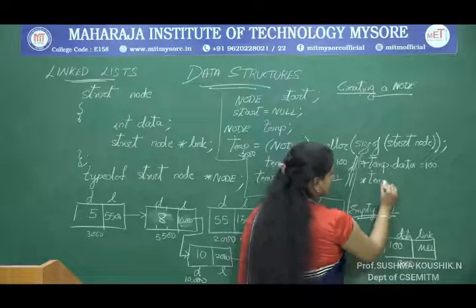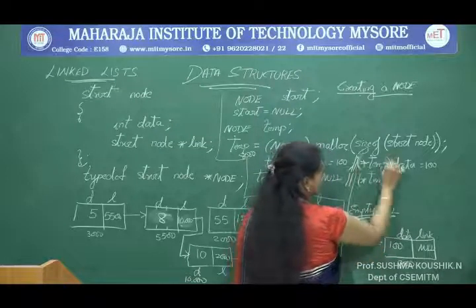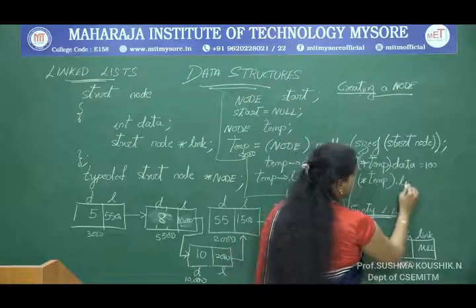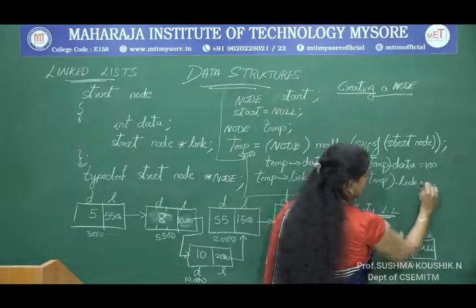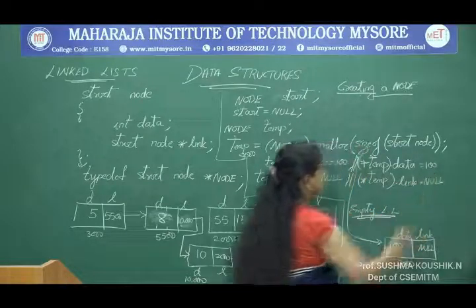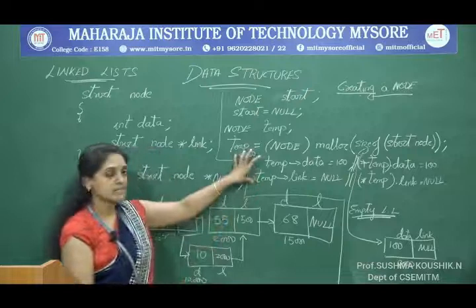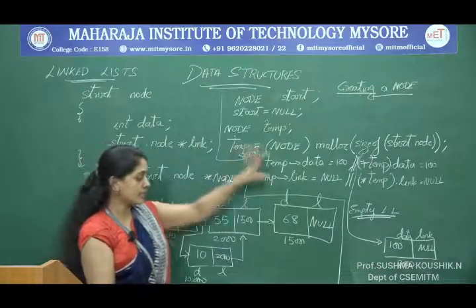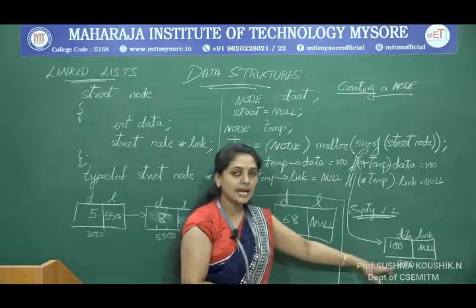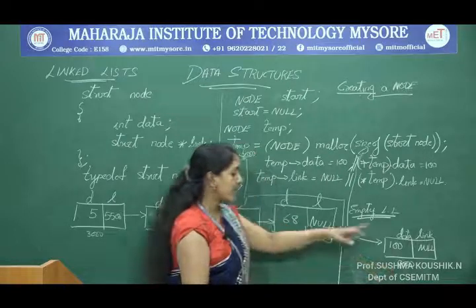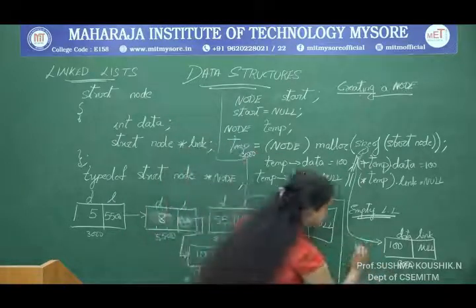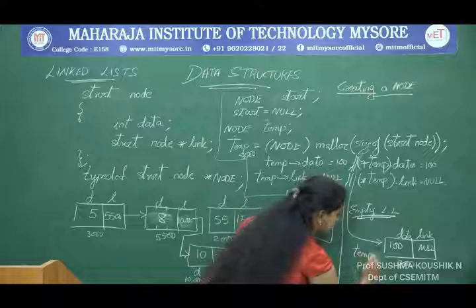Star temp of link is equal to null. This is how the creation happens. We have created a node over here and we have filled the values to that particular node, and right now this node has been pointed by temp.